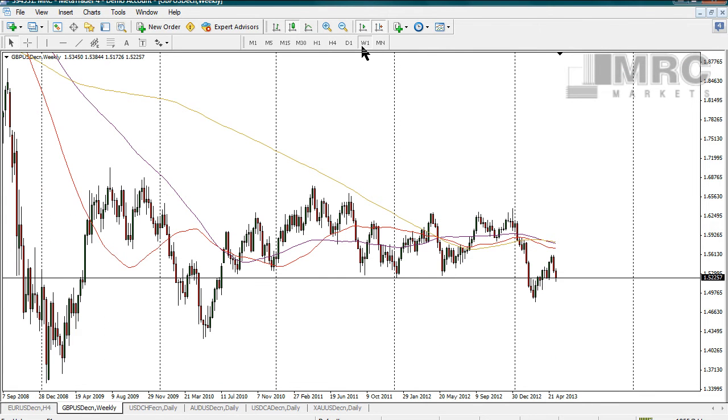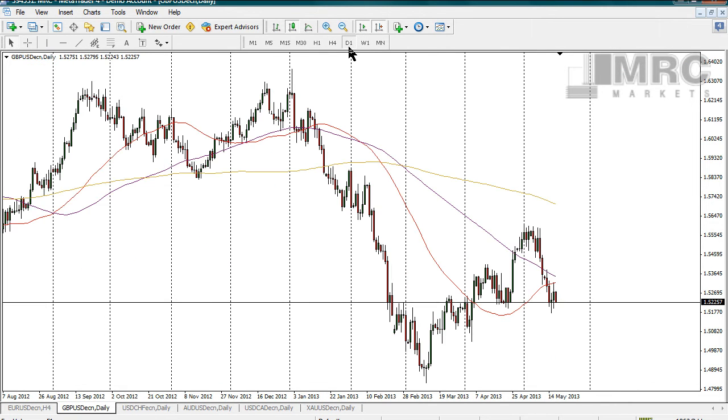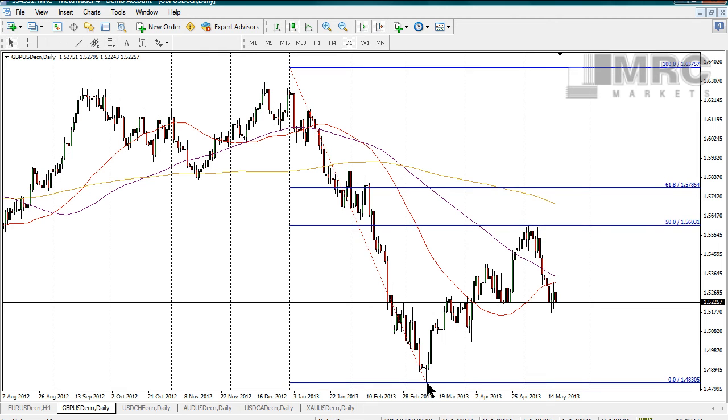Cable, let's focus on the daily. Daily, a similar thing to you, you've got two setups still in place. You've got the one from the highs to the lows here. Sellers coming at the 50% level at the one spot 56 handle, and it's starting to press lower.